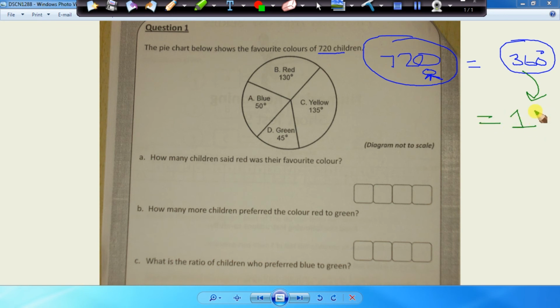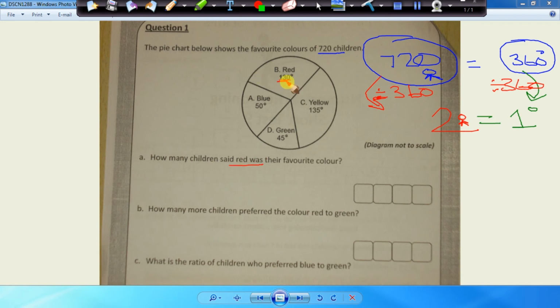Right, how do we get from 360 down to 1? What do we do? We divide by 360. 360 divided by itself gives you 1. If you divide the right hand side by 360, we have to divide the left hand side by 360. So 720 divided by 360 is equal to 2. So each degree is worth how many students? 2.